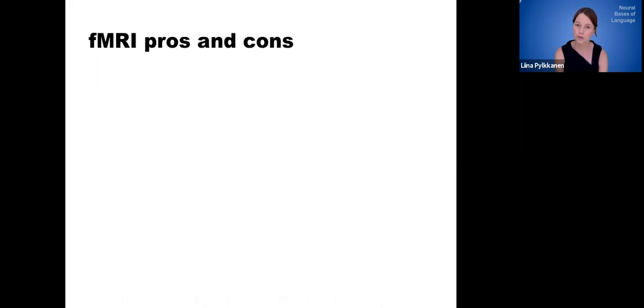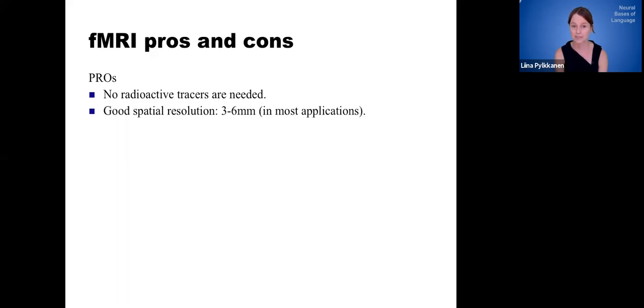Okay, so what are some of the pros and cons of fMRI then? A major pro is that, contra PET, there's no need for anything like radioactive tracers. And for that reason, there's also no limit to how many fMRI scans you can undergo. So you can do like 3 a day if you want to. It does not harm your body, so there's nothing to worry about in that sense. The spatial resolution is really good, something like 3 to 6 millimeters in most situations.